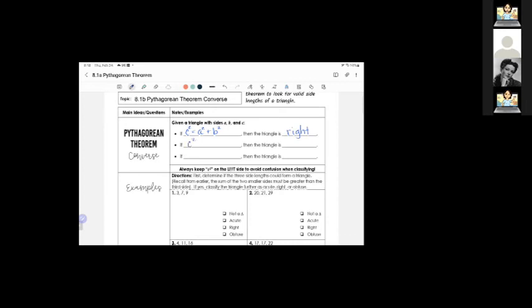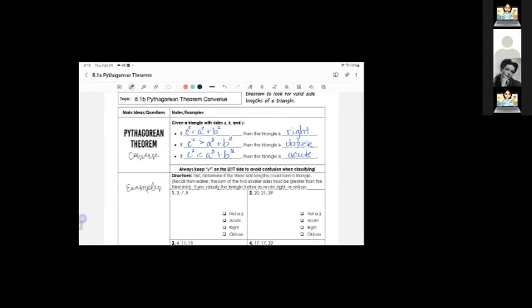If c squared is greater than a squared plus b squared, then the triangle is obtuse. Remember, obtuse is bigger than 90 degrees. And then in the other way, if c squared is less than a squared plus b squared, then the triangle is acute. It's a cute little triangle. See, that's how I remember that.